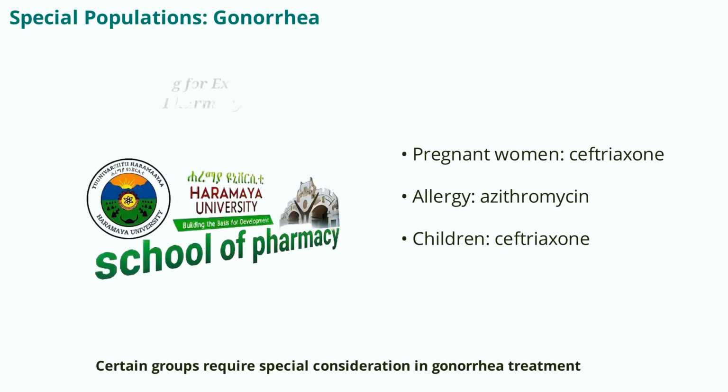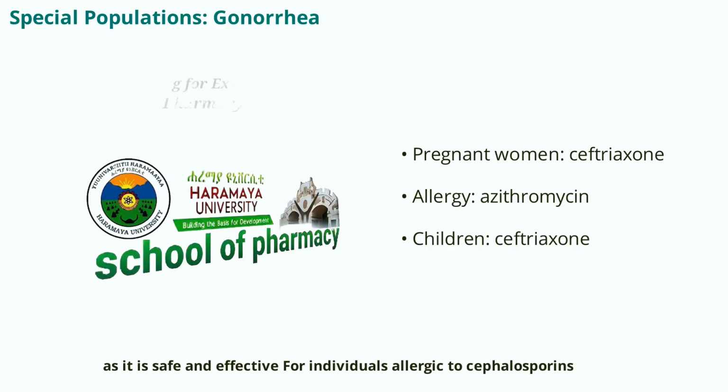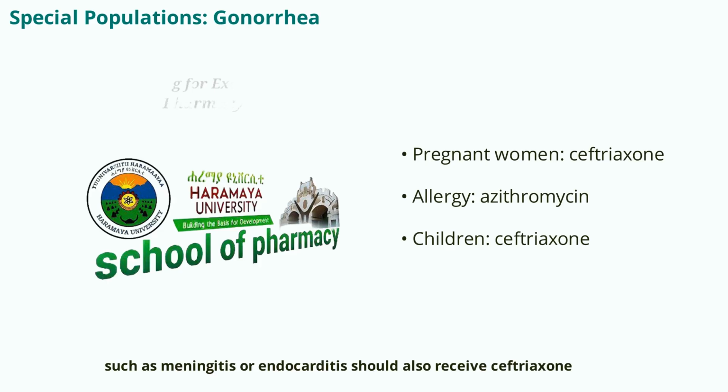Certain groups require special consideration in gonorrhea treatment. Pregnant women should always be treated with ceftriaxone as it is safe and effective. For individuals allergic to cephalosporins, azithromycin is the only alternative. Children and those with disseminated infections, such as meningitis or endocarditis, should also receive ceftriaxone. For gonococcal eye infections, a single dose of ceftriaxone is usually sufficient, but therapy may be extended if cultures remain positive.